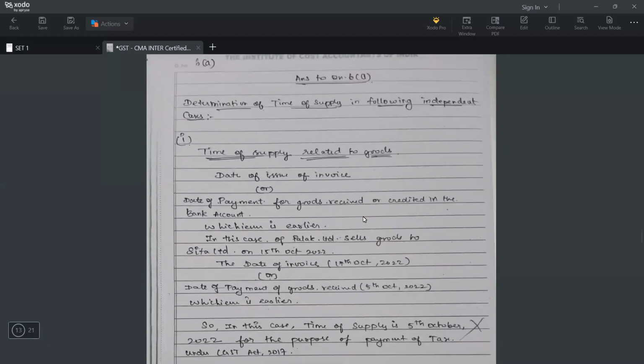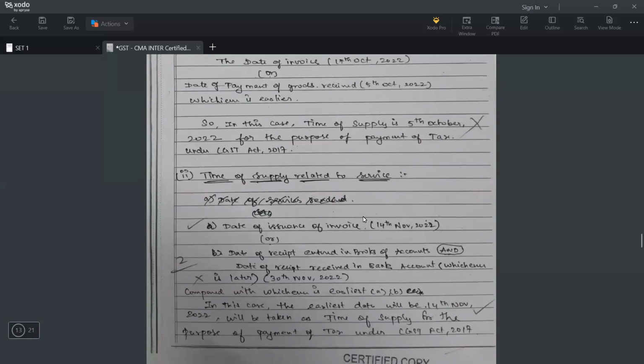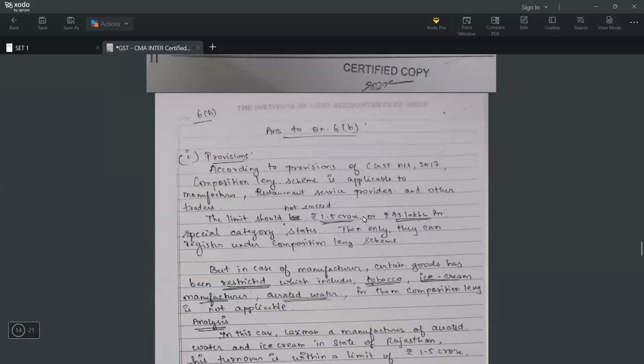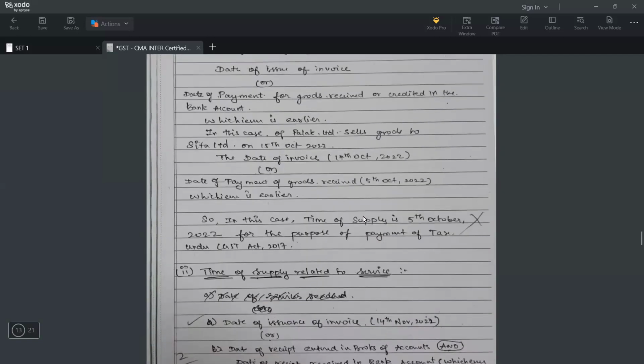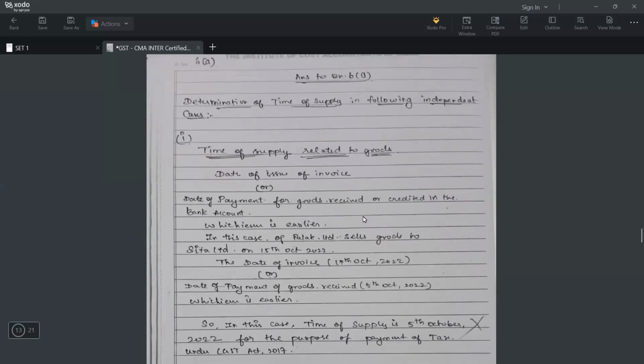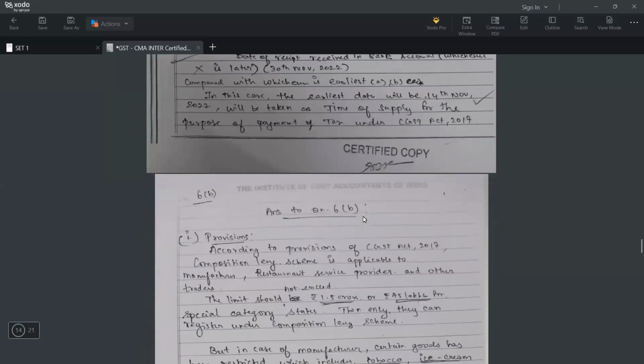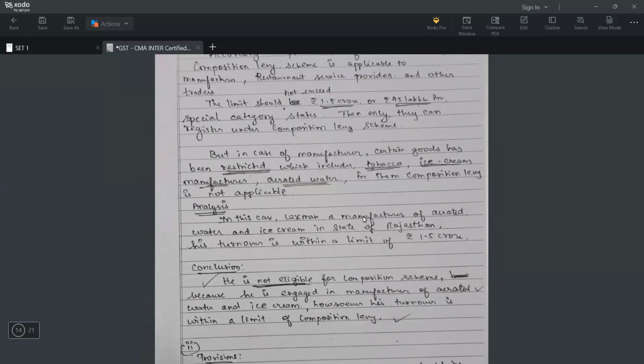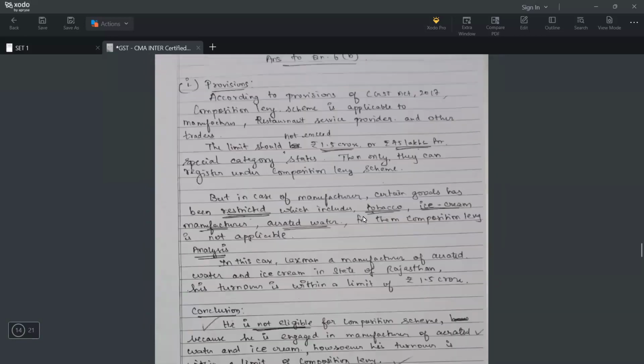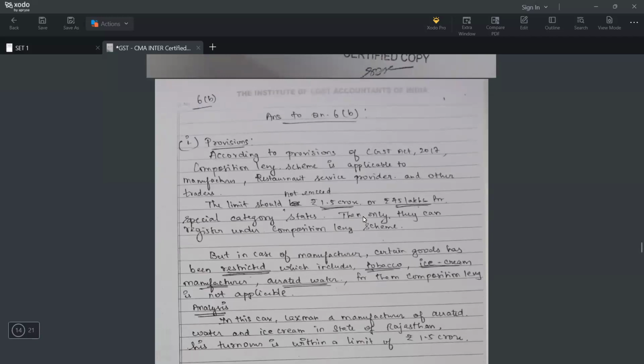Next, come to the following independent questions regarding time of supply and value of supply. You need to give a proper provision first, and then along with the provision, you should give a conclusion part. Then, for the provision, you need to write whatever is there in the law, the same.